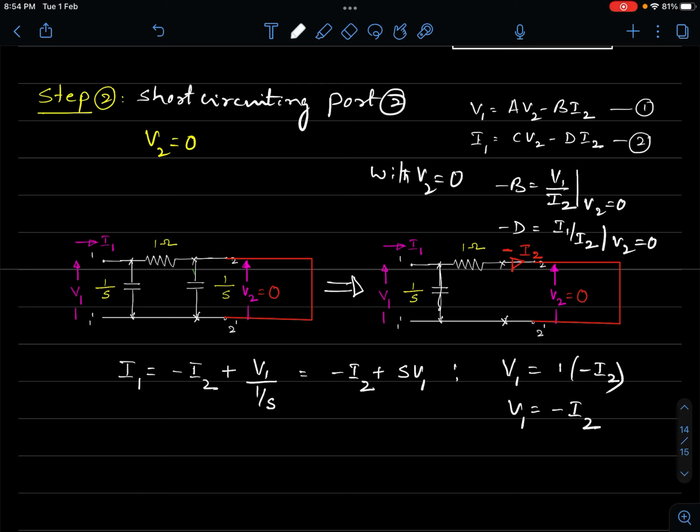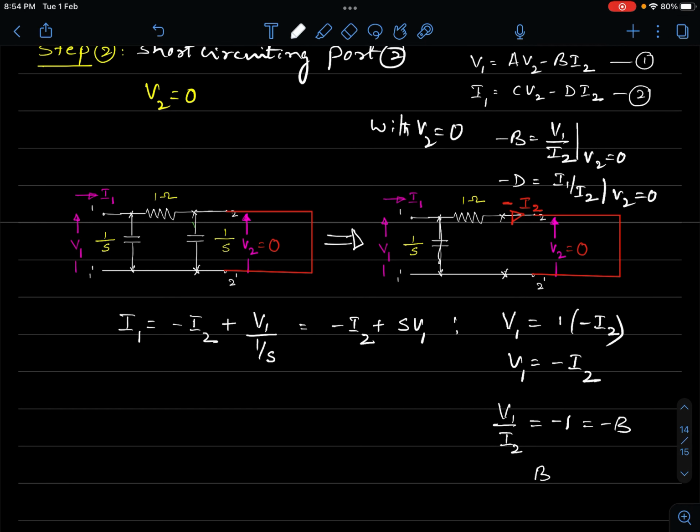Okay, so we'll try to do further here. So what I mean is V1 to I2 is minus 1. I've taken I2 to the denominator, and if you look at these equations, V1 to I2 is minus B. So this is equal to minus B. So minus B equal to minus 1, or in other words B equal to 1. So we are able to determine B also.